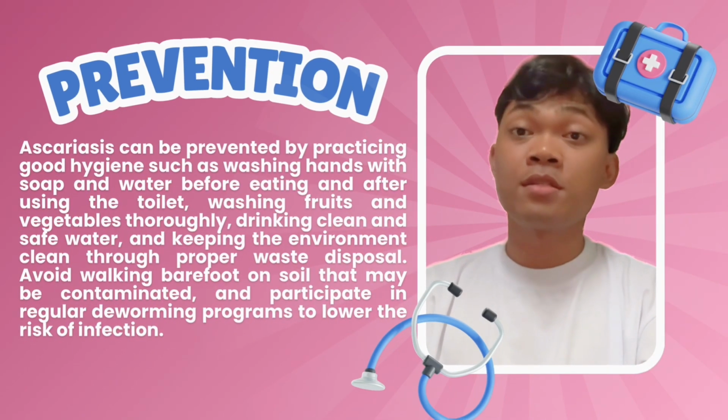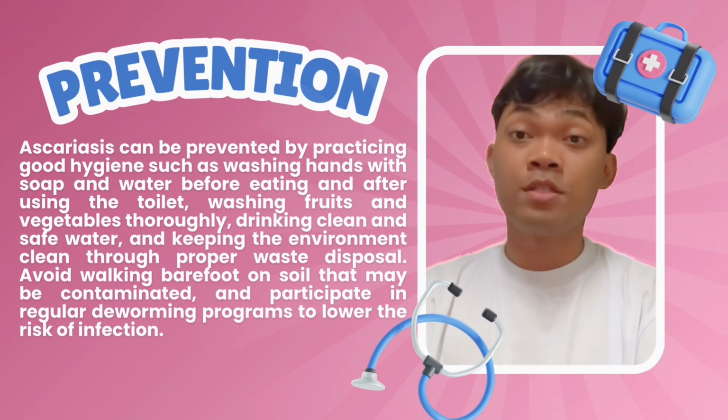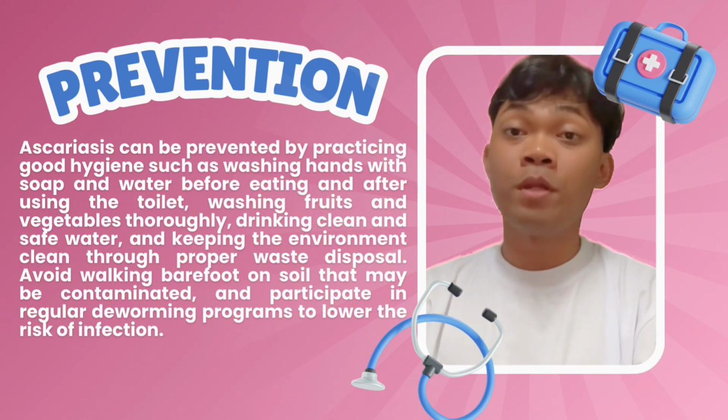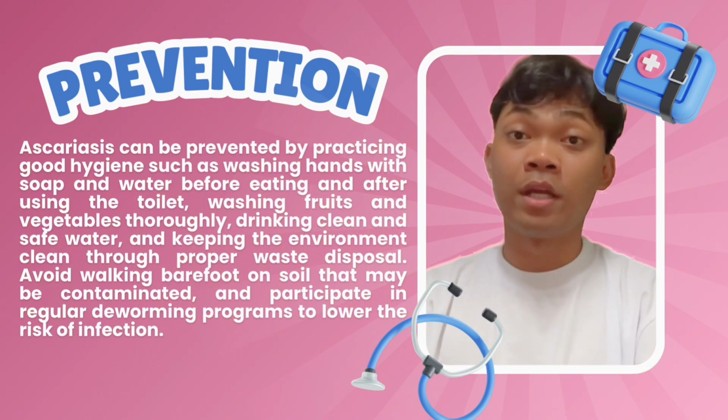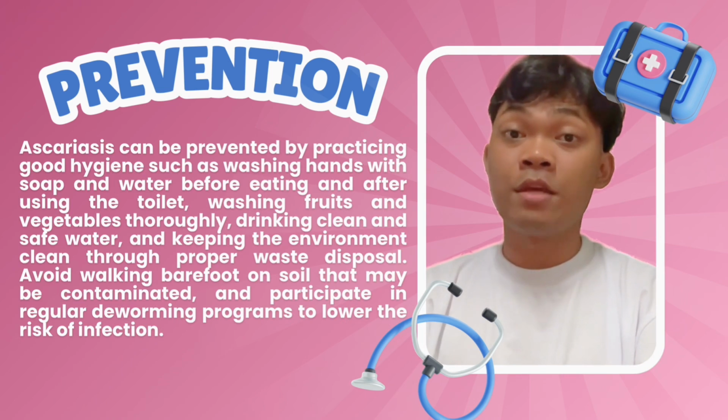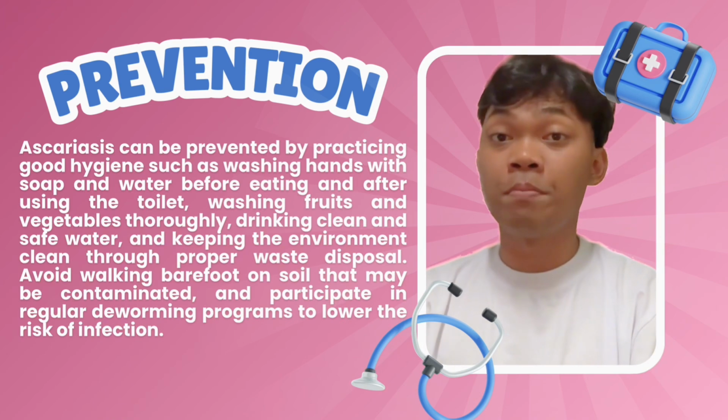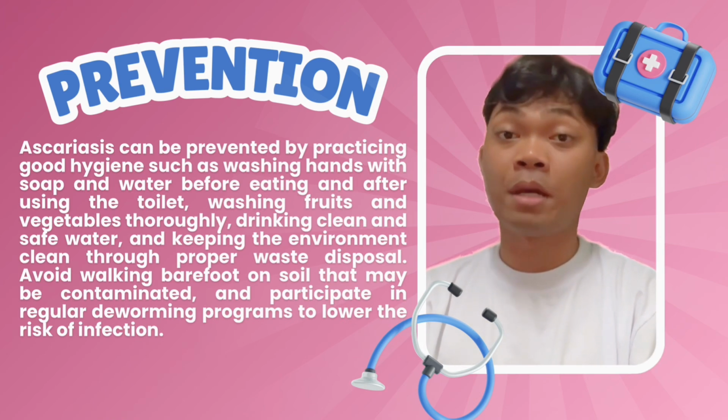Ascariasis can be prevented by practicing good hygiene such as washing the hands with soap and water before eating and after using the toilet, washing fruits and vegetables thoroughly, drinking clean and safe water, and keeping the environment clean through proper waste disposal. Avoid walking barefoot on soil that can be contaminated, and participate in regular deworming programs to lower the risk of infection.